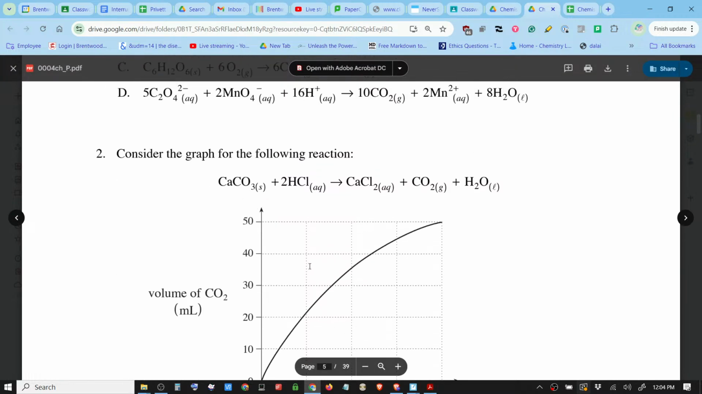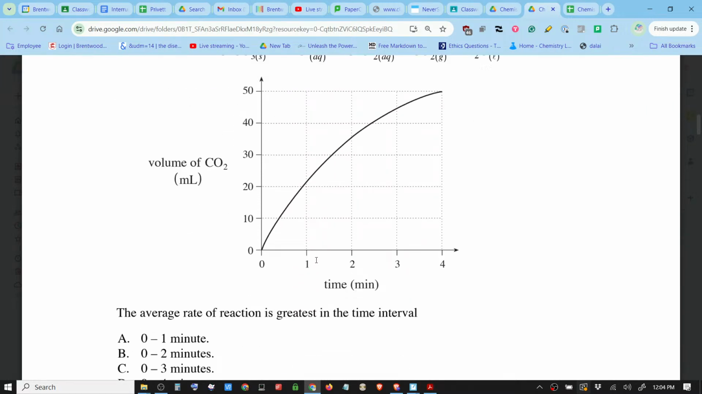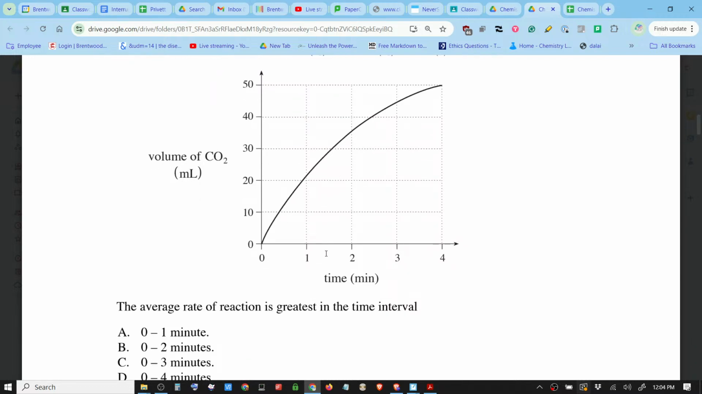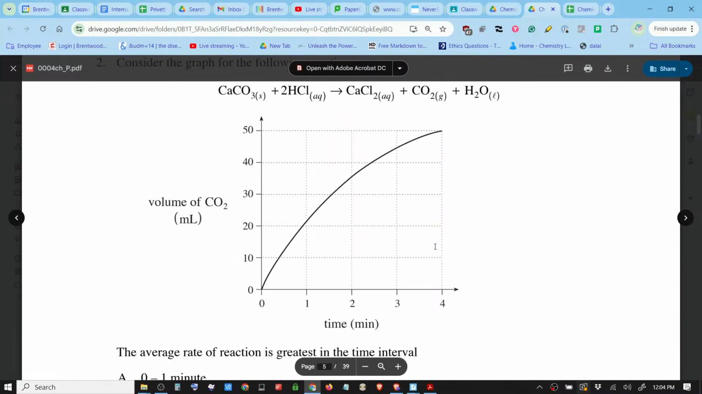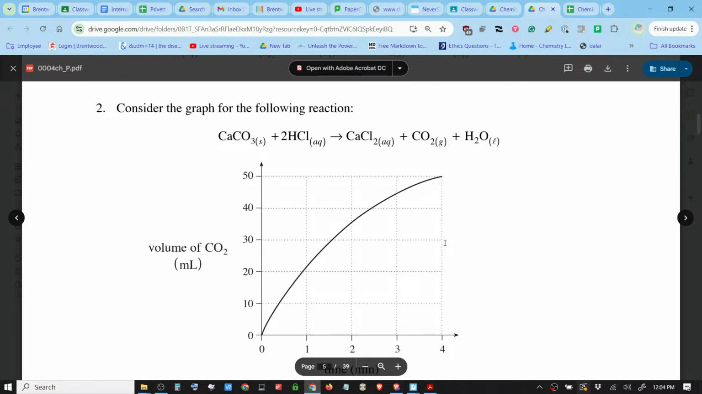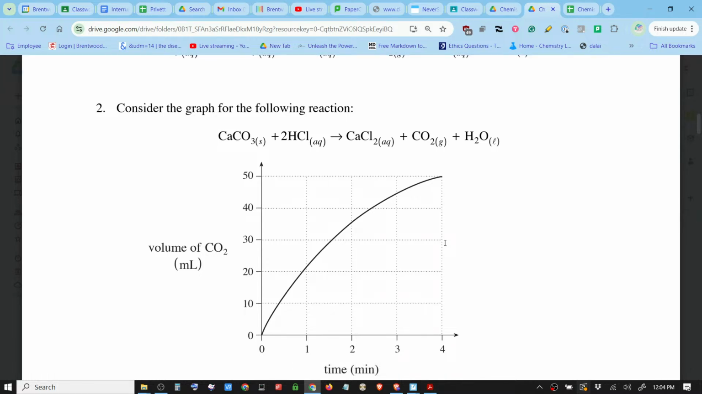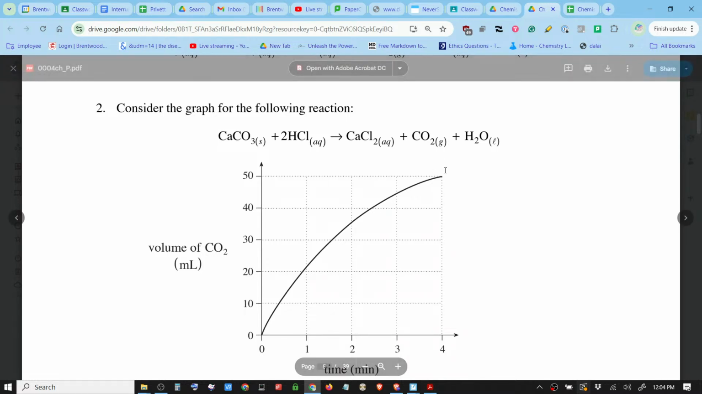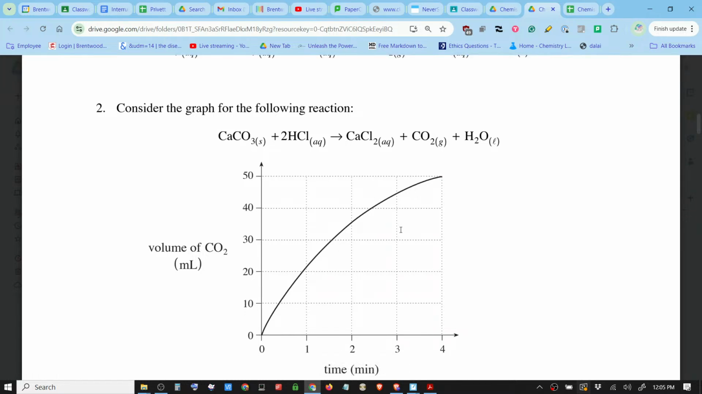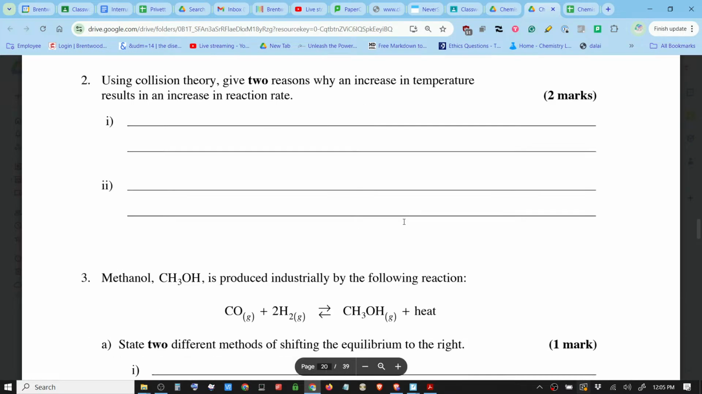You should also be able to do the next one. Consider the graph for the following reaction. Where is the average rate of the reaction the greatest? 0 to 1 minute, 0 to 2, 0 to 3, 0 to 4. The average rate of reaction is the greatest in what time interval? 0 to 1. Why? Because it has the steepest slope. The steepest slope, yeah. Whereas if you do 0 to 4, you're just averaging all of it, and it's getting slower as time goes on. The rest of them you might be able to do, but we haven't covered it.